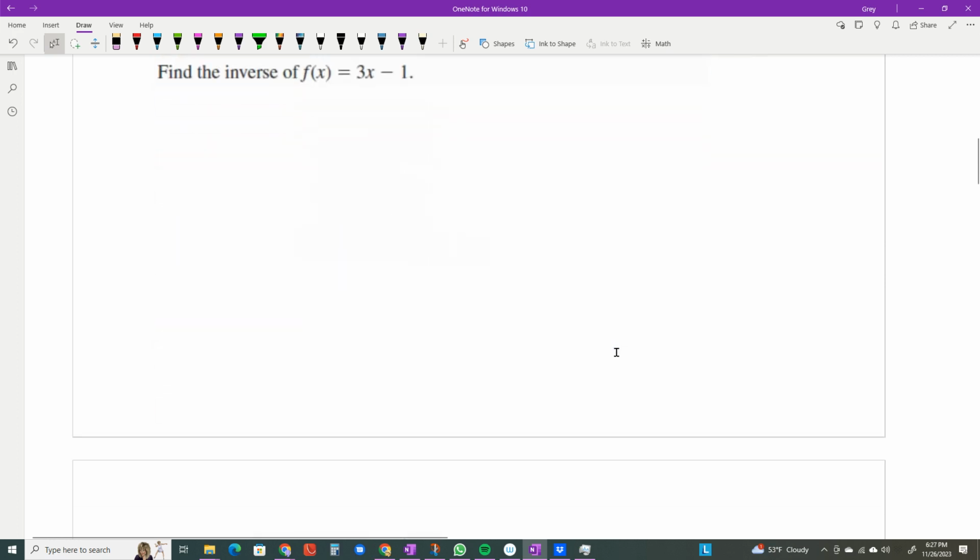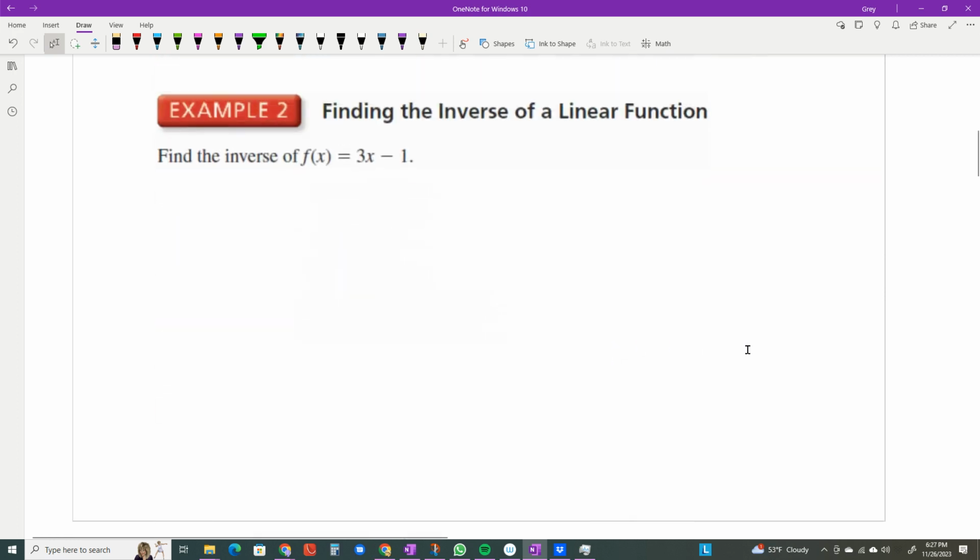All right, another one. Find the inverse of this linear function. Again, switch x and y. First thing, always switch the x and y. So I'm going to have x equals 3y minus 1. I'm going to add 1, and then I'm going to divide by 3. You divide by 3, you don't make it difficult. You can leave it like that. There's nothing that says you can't leave it like that. So f inverse of x is x plus 1 divided by 3.